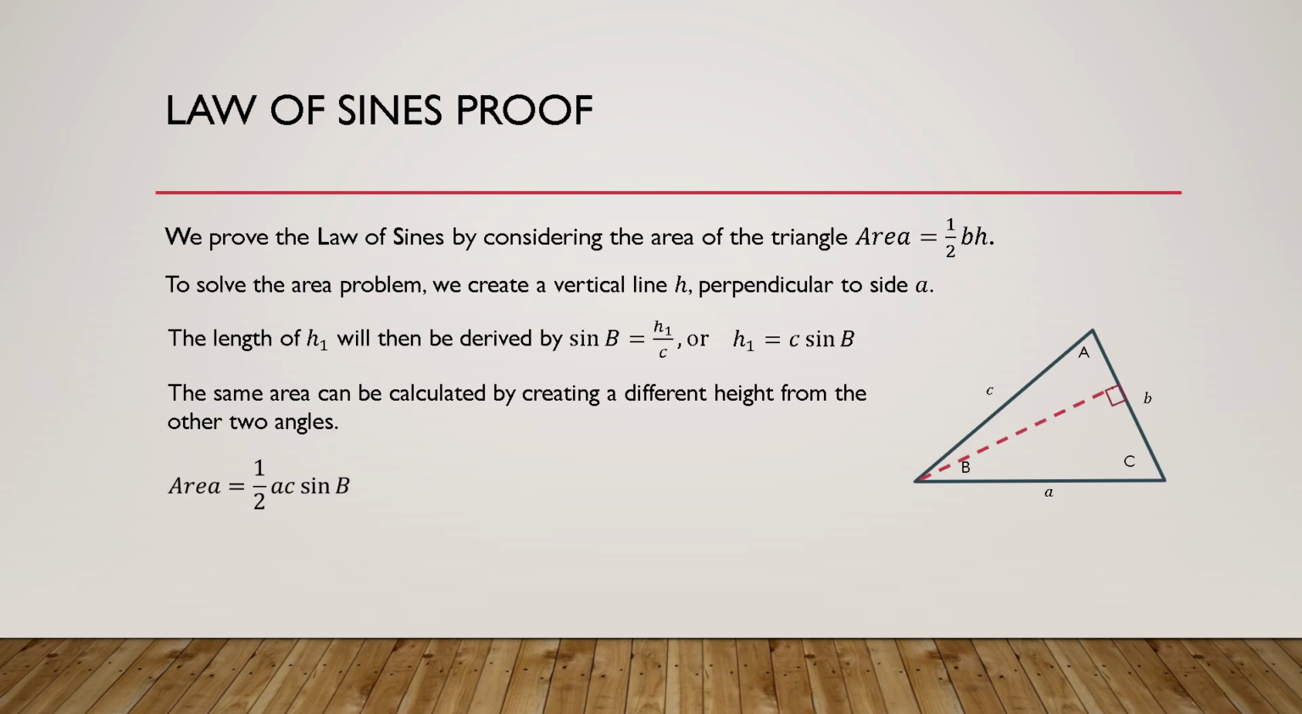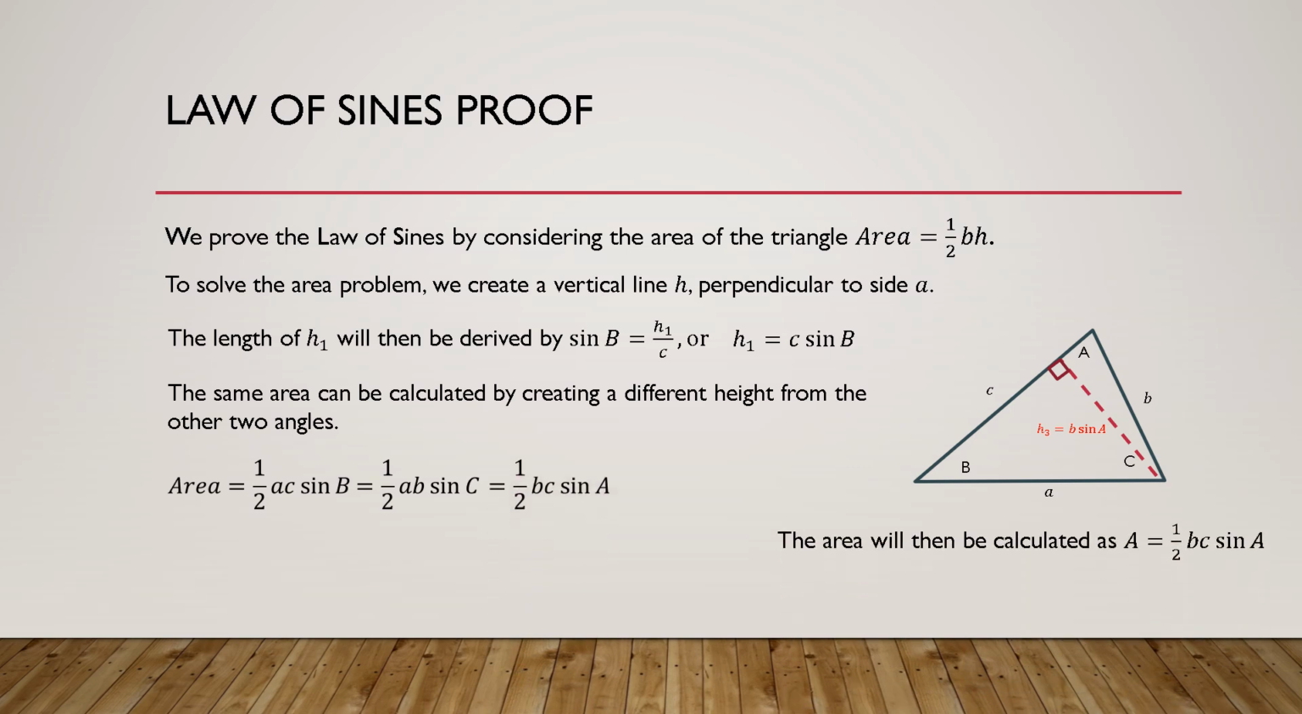h2 is equal to A times sine C, which would give an area 1/2 A times B times sine C. h3 is equal to B sine A. The areas from this measurement would be 1/2 B times C times sine A. These areas will, of course, be equal and can be expressed by the following equality.